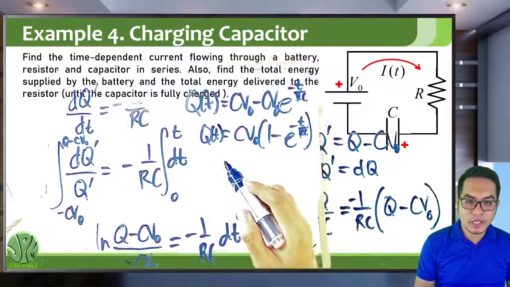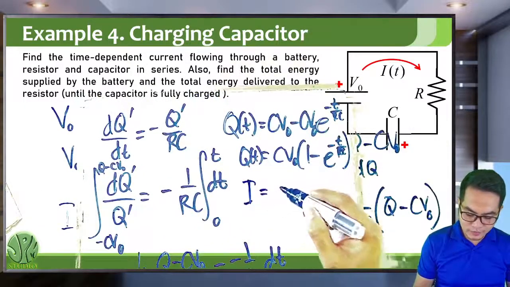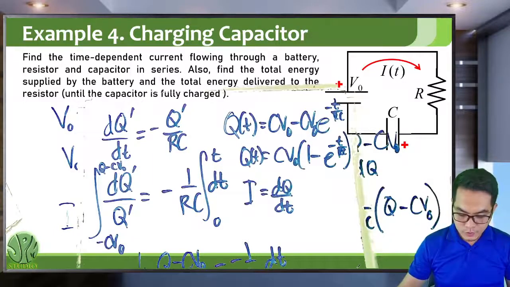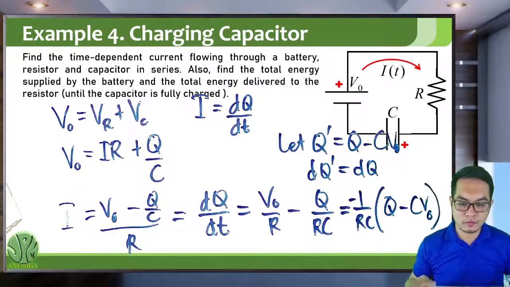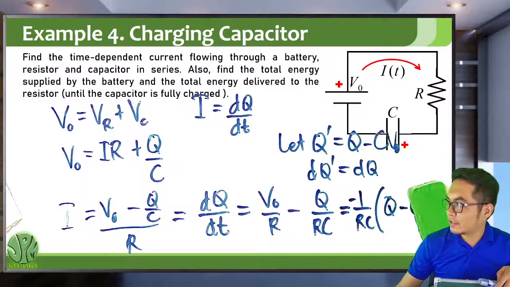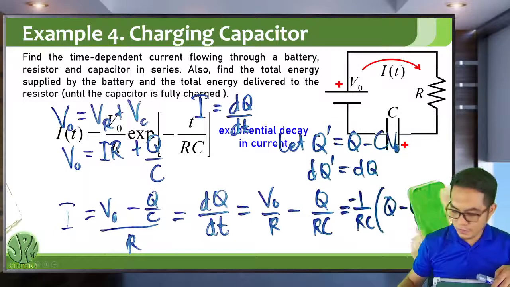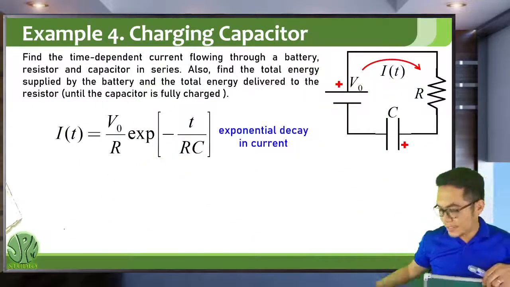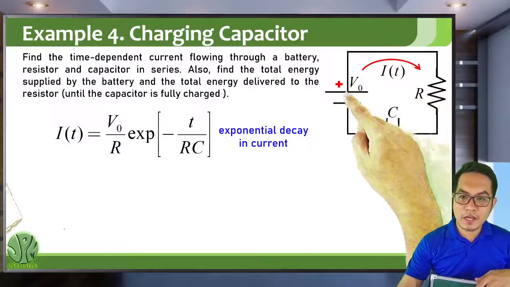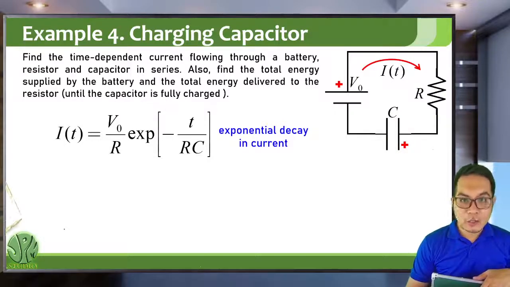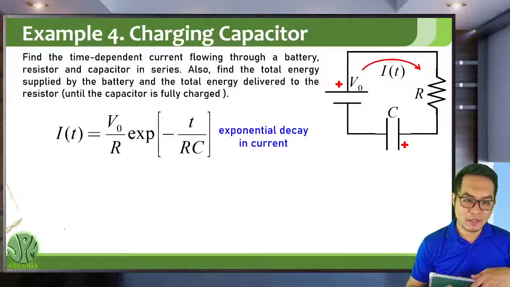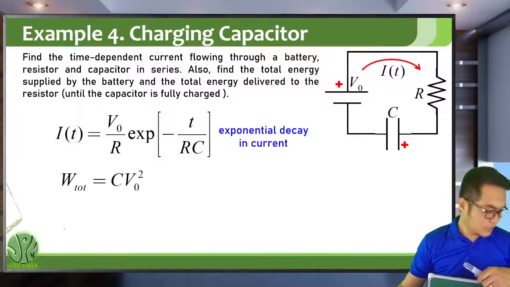But if you solve for the current I, which is just dq dt, you will still get the same result. So the current flowing in the circuit is still decaying exponentially, because this battery is charging this capacitor. But dq dt, the change in charge in the capacitor with respect to time, is actually increasing because this is charging the capacitor.